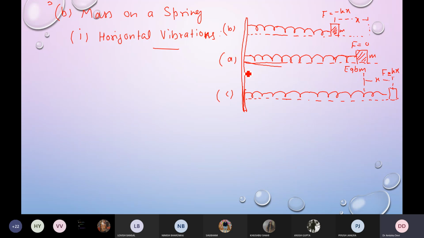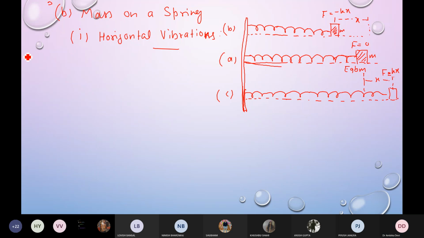First one, A, is the equilibrium position where there is no restoring force in the system. Second one is the compressed situation where the spring has been compressed and x is the displacement, and the restoring force is there, where F is equal to minus kx. Third one is the system where the spring has been stretched and a positive displacement is occurring in the system.